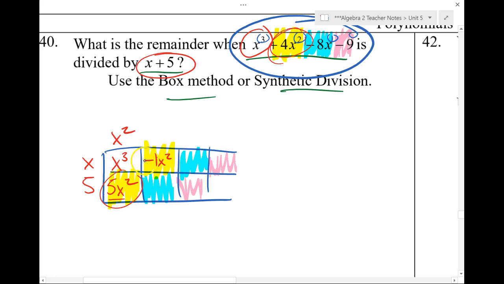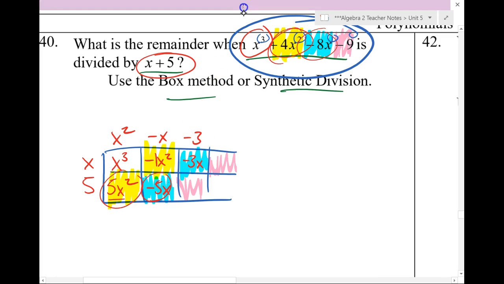Okay. Now what do I multiply times x to get negative 1x squared? It would have to be negative x. And then go down again to the bottom. Multiply negative x times 5. And then again, what do I have to add to negative 5x to get to negative 8x? Well, I have to subtract 3x. And then what do I multiply times x to get negative 3x? Well, it would be 3.